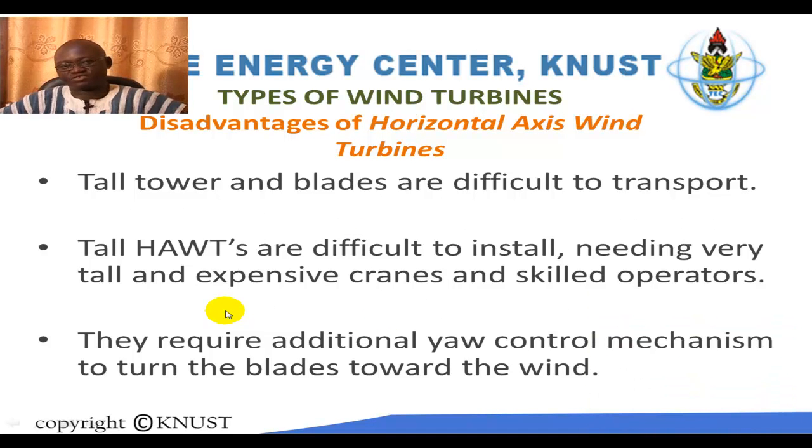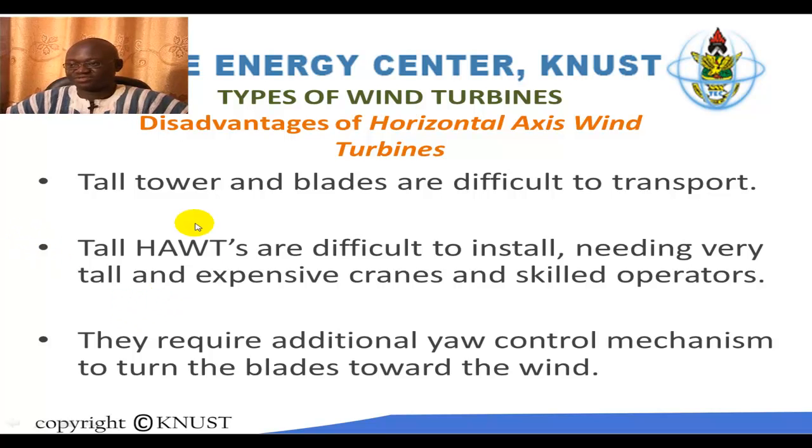Now, these are some disadvantages also of horizontal axis wind turbines. Especially for the very big ones, the tall tower and blades are very difficult to transport and need special transportation, especially the large ones, the 2 megawatts, 3 megawatts and all that. They're quite huge in size. Because of their size too, they are very difficult to install. During a typical installation, they need very tall and very expensive cranes, and they also need very skillful people to do the installation, because the masses that we are talking about are quite massive.